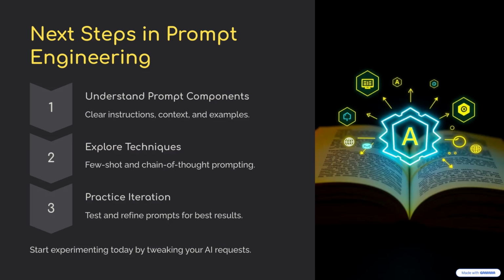So maybe a final thought to leave everyone mulling over. As these AI models keep getting smarter, more capable, more integrated into everything, how do you think this art and science of talking to them, prompt engineering, will change and evolve? What new ways of communicating might we need or discover? And what could that unlock?